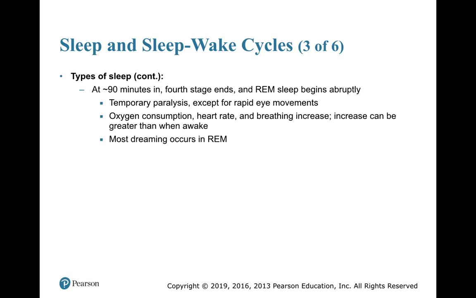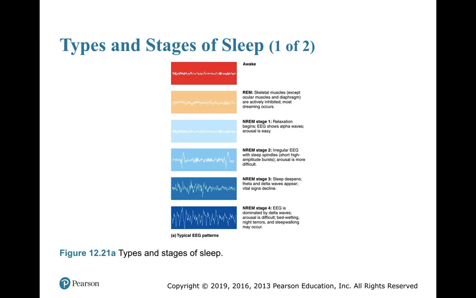There is temporary paralysis during REM sleep, except for rapid eye movements. Oxygen consumption, heart rate, breathing increase, and those increases can be even higher than they are when we're awake. And most dreaming is going to occur during the REM part of sleeping. So we have awake, REM, stage 1, stage 2, stage 3, and stage 4.